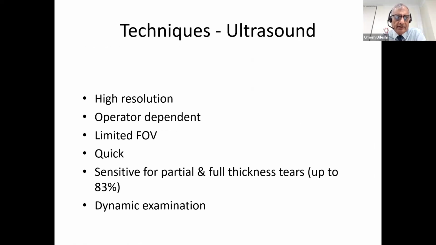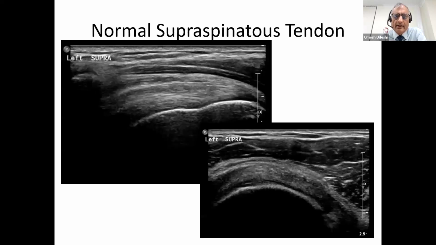Ultrasound is very high resolution, but it's operator dependent and it gives you a very limited field of view. It can be very quick. It's pretty sensitive for partial and full thickness tears of the rotator cuff tendons, up to 83% accuracy. And it is a dynamic examination, so you can get the patient to move in different positions and see different tendons and different structures. So a few examples of ultrasound images.